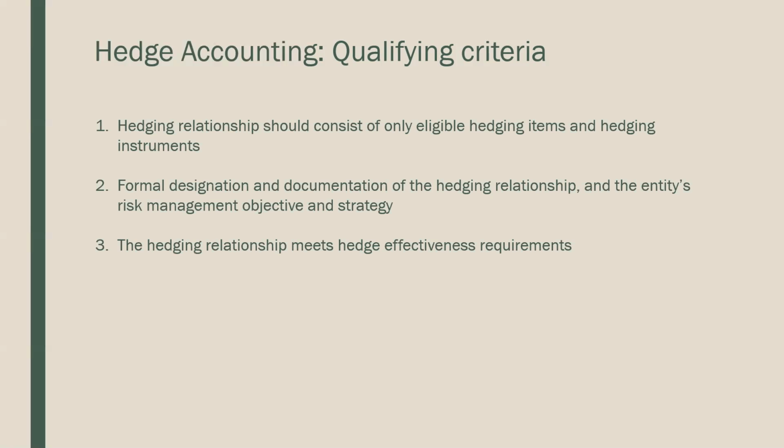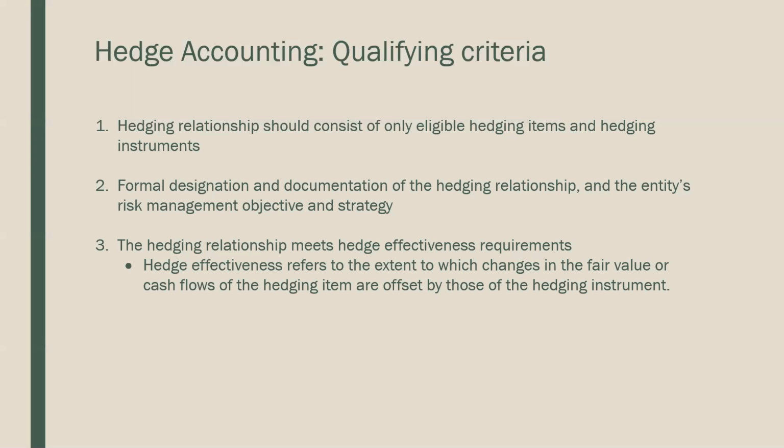And thirdly, the hedging relationship meets hedge effectiveness requirements, where hedge effectiveness refers to the extent to which the changes in the fair value or cash flows of the hedged item, the receivable or payable in our case, are offset by those of the hedging instrument, which happens to be the forward contract.